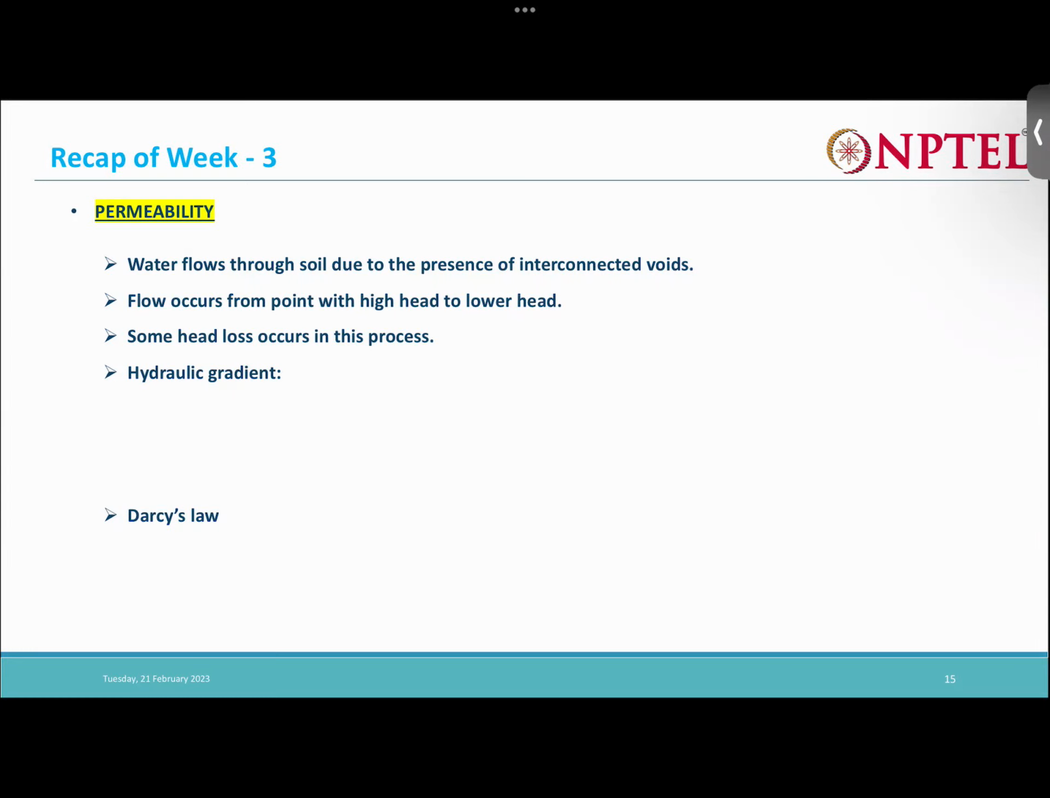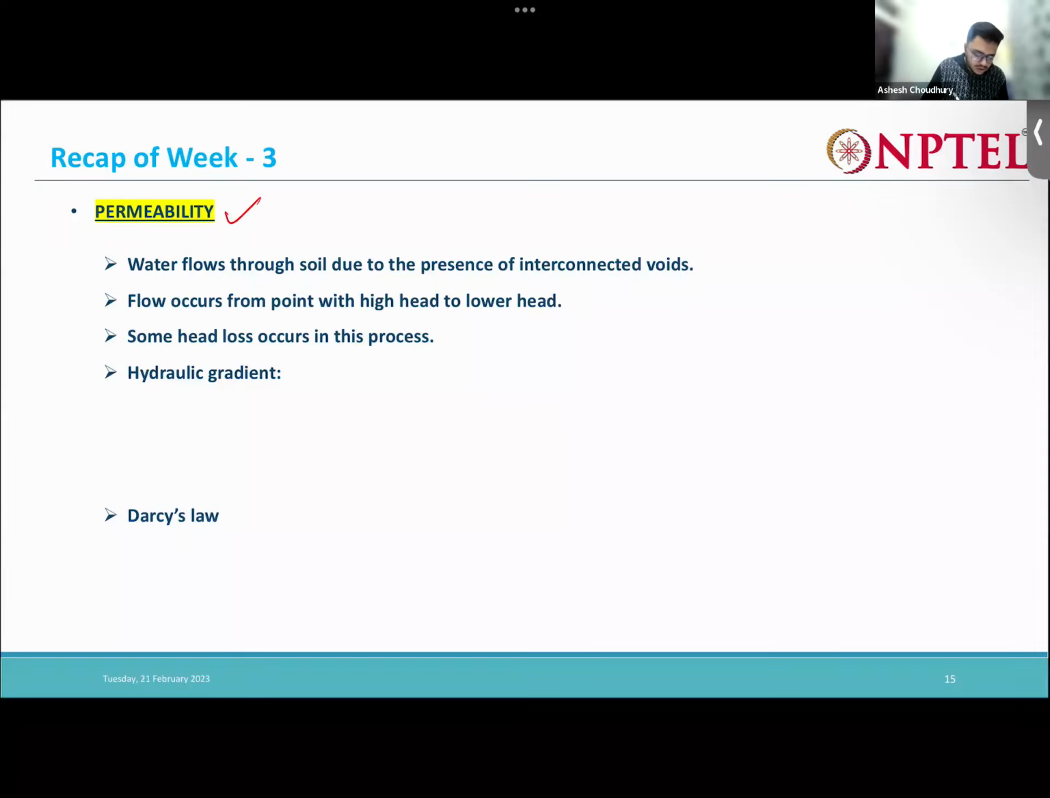So one more topic that was discussed in the third week was permeability. What is permeability? If we have a certain amount of soil, and that soil allows water to flow through it, then that property of the soil or any other substance, which allows a fluid or a liquid, maybe gas also, to flow through it is known as permeability.